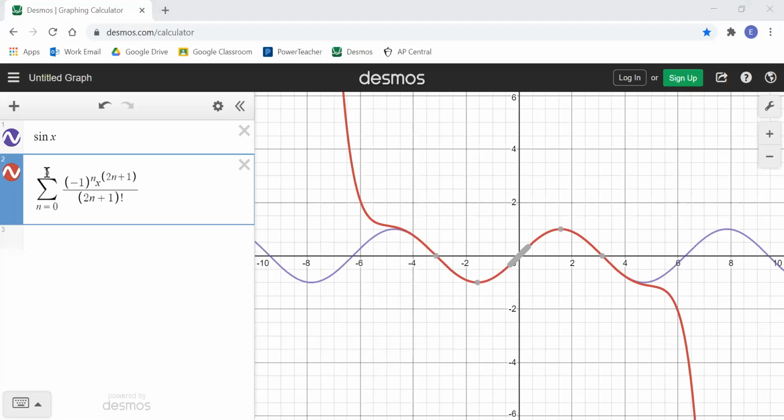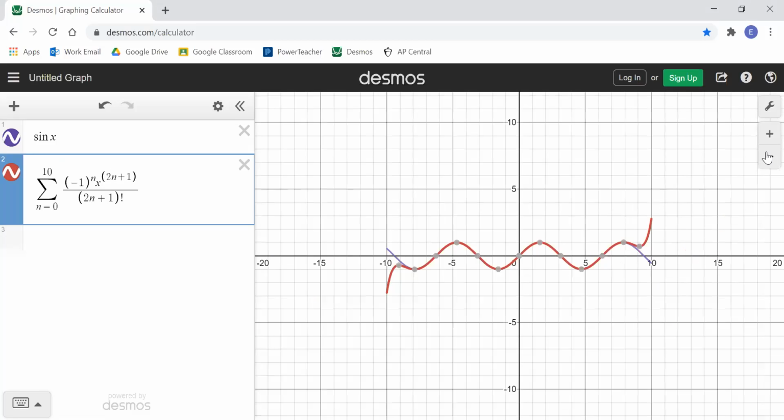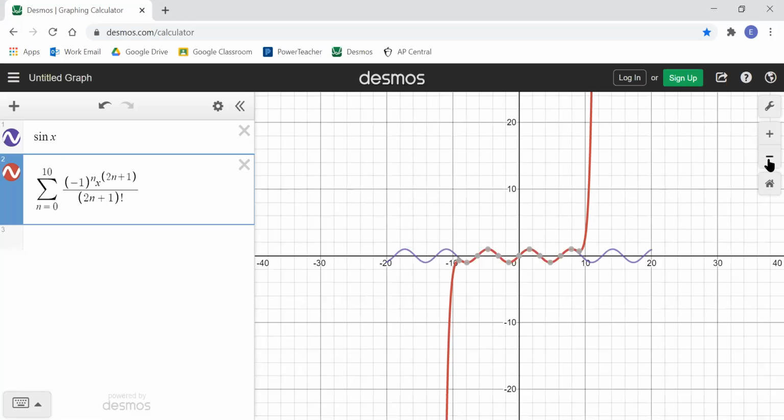Suppose we put in something like just 10. It models this almost exactly for these first, pretty much negative 8 to 8. And then after that, it's atrociously awful, right?